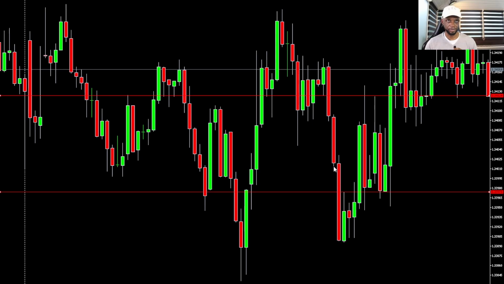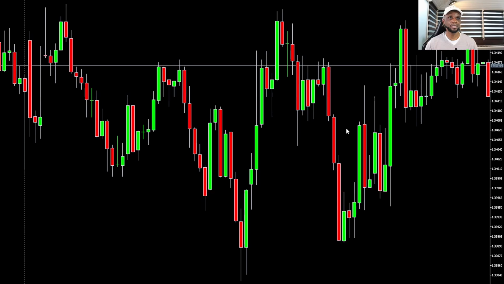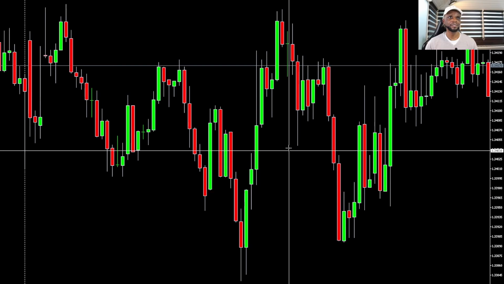Now, an order block in an upward trend, remember you would have green bars. An order block in an upward trend is the last red bar that was formed before the upward trend started. And I'll give you an example. Let me delete these lines first.